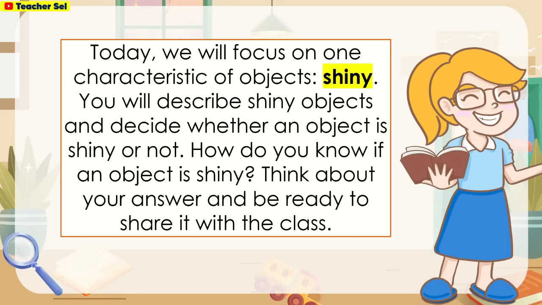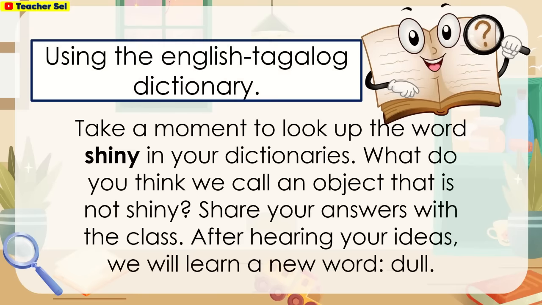You will describe shiny objects and decide whether an object is shiny or not. How do you know if an object is shiny? Think about your answer and be ready to share it with the class. Using the English-Tagalog dictionary, take a moment to look up the word shiny in your dictionaries. What do you think we call an object that is not shiny? Share your answers with the class. After hearing your ideas, we will learn a new word, which is dull.